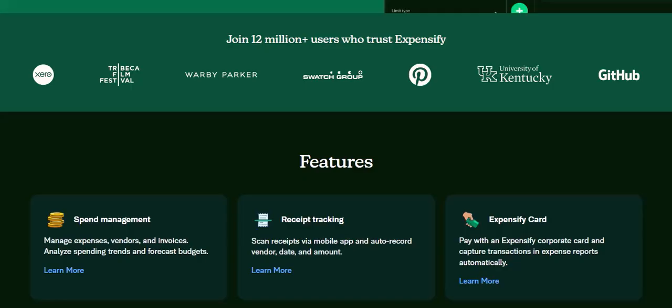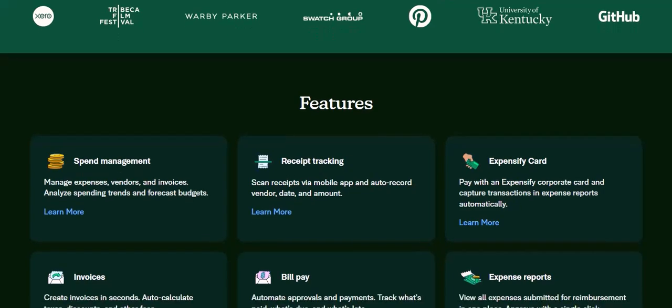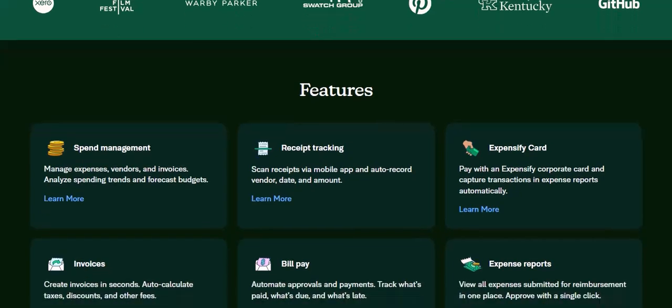The goal is to maintain a verifiable trail, converting all foreign spending back into a single, consistent reporting currency for seamless accounting and reimbursement.